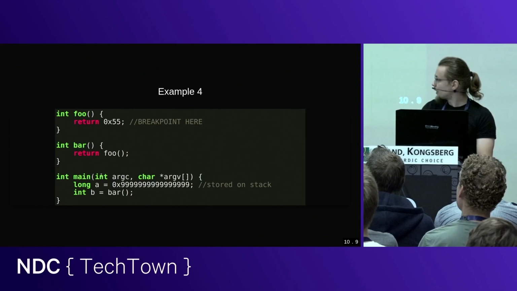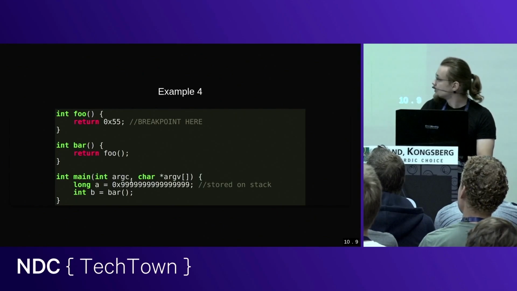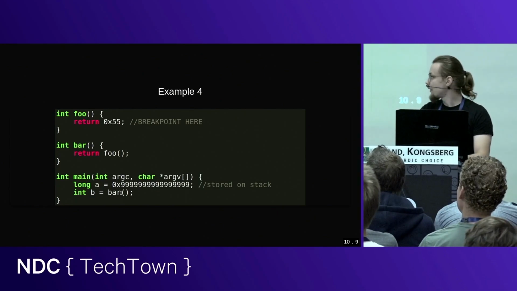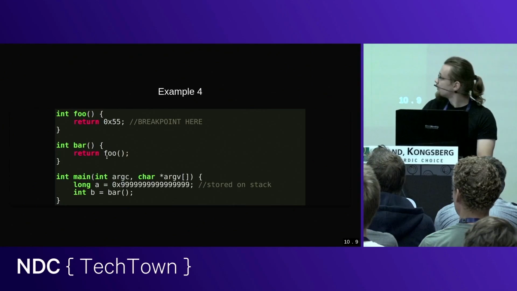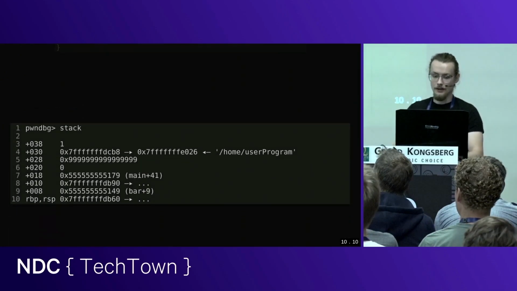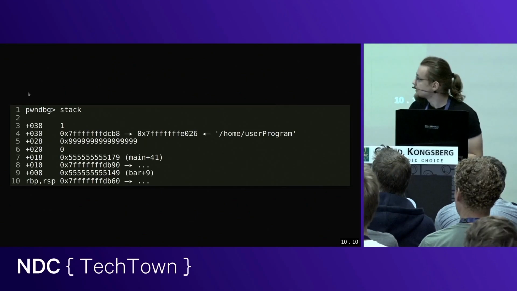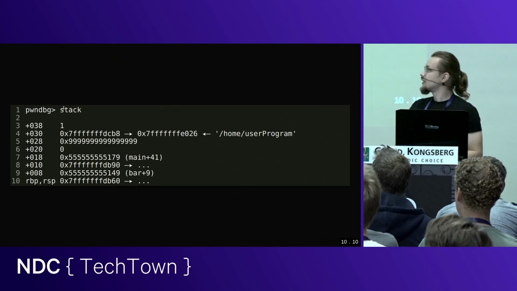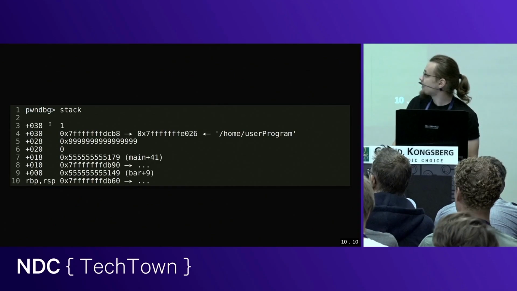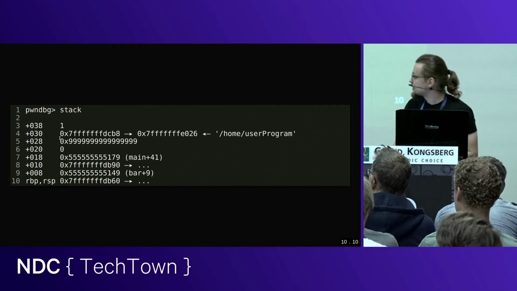What I'm doing is I'm allocating one local variable, which should be stored on the stack somewhere. Then I'm calling bar, and bar calls foo, and then I will put a breakpoint here. So how can I inspect the stack? I can use GDB. I just run this program in GDB, and then I use the command stack. And this is more or less the output that I will get.